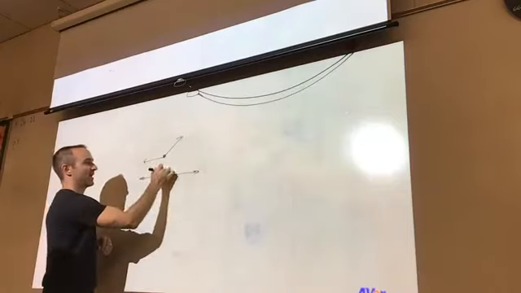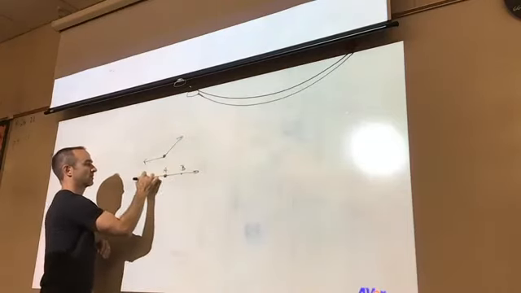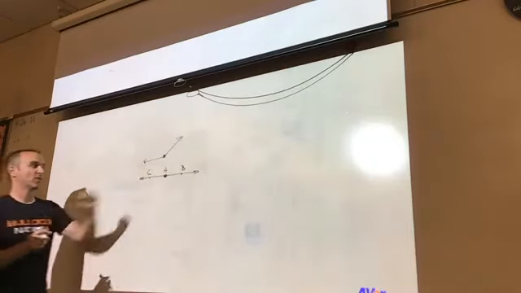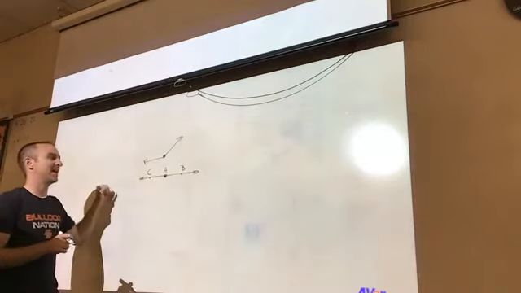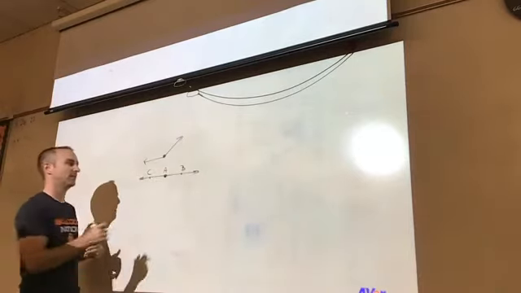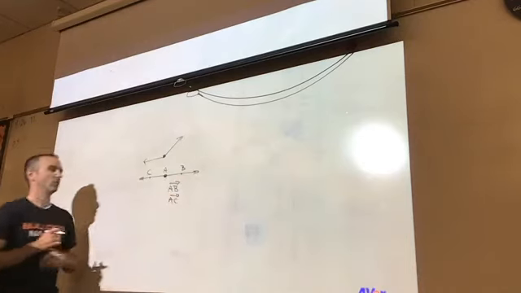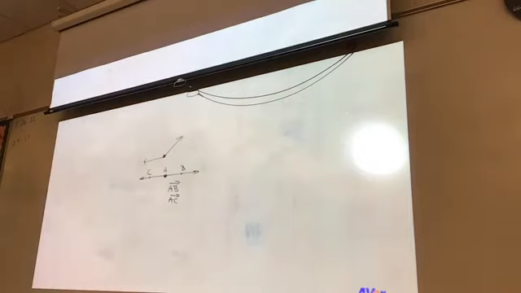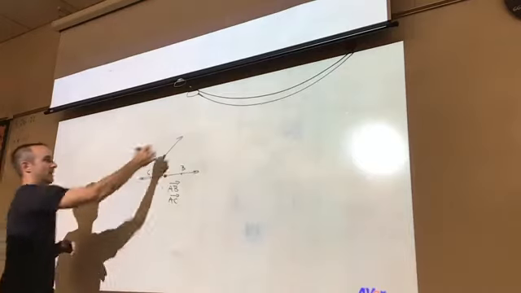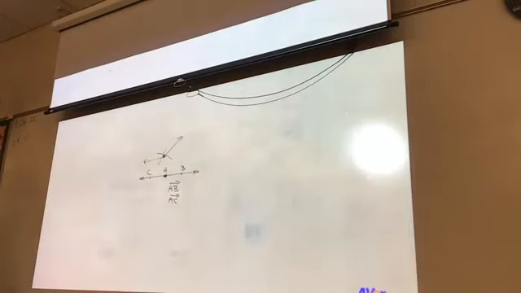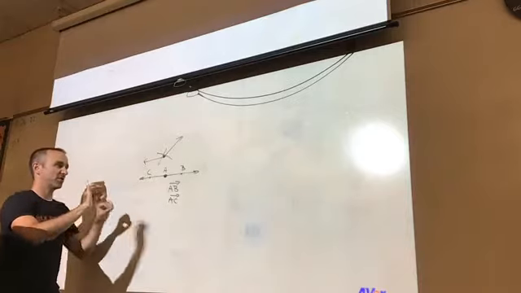So opposite rays would look something like this, where they share an endpoint and they go in complete opposite directions. They form a straight line. So this would be ray AB and ray AC, which would be considered opposite rays. So opposite rays share the same endpoint. They go in exact opposite directions. They form a straight line.